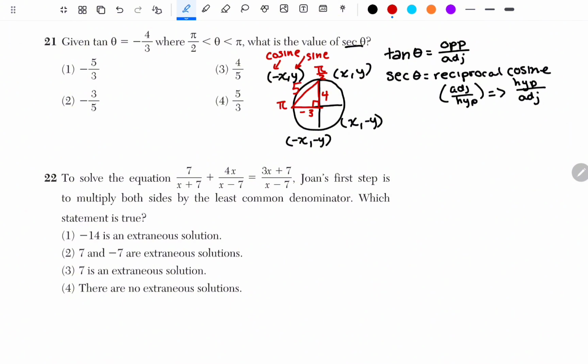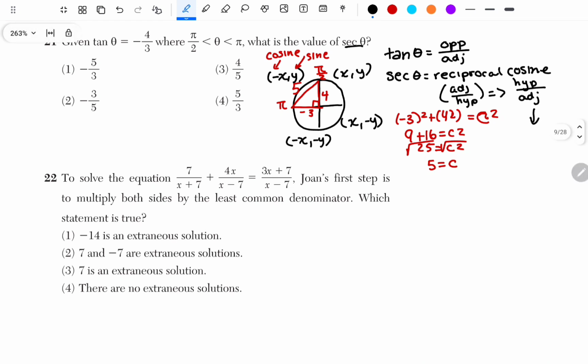If you didn't know that, you could use the Pythagorean theorem. You're going to do negative 3 squared plus 4 squared equals c squared. So that is 9 plus 16 equals c squared, which is 25 equals c squared. Square root that, and you get 5 equals c. Now we apply it to our secant. We know now that our hypotenuse is 5 and our adjacent side is negative 3. And when we write it, secant theta would be equal to negative 5 over 3.